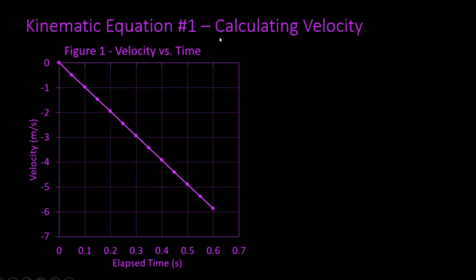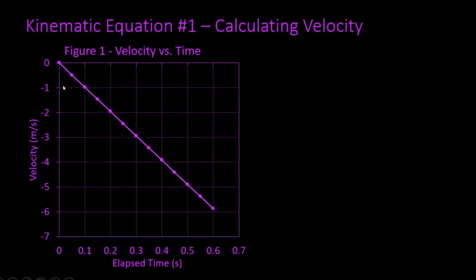Hello, in this podcast we're going to use graphical analysis to derive four very useful kinematic equations that we can use to analyze both constant velocity and uniform accelerated motion. Let's get started. First, we would like to come up with an equation for calculating velocity at any given time.